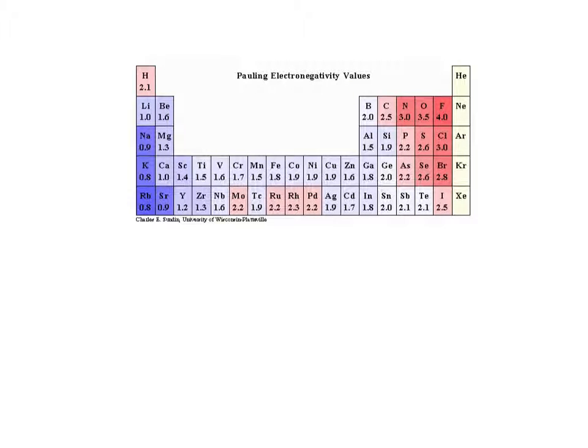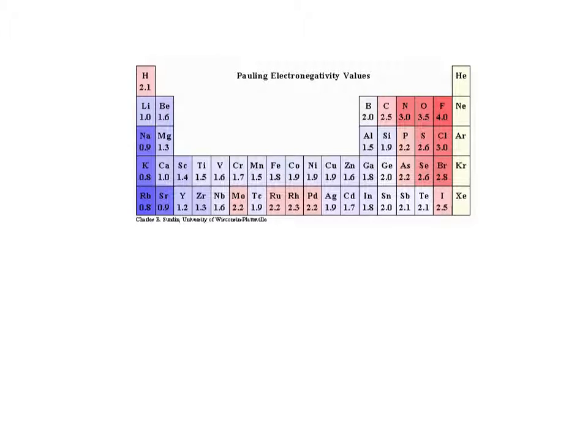So here's the scale of Linus Pauling's electronegativity values. And again, as I mentioned, the elements with the lowest ionization energy, right here, are going to have the lowest electronegativity values, and the ones with the highest ionization energies, aside from the inert gases, are going to have the highest electronegativity values.